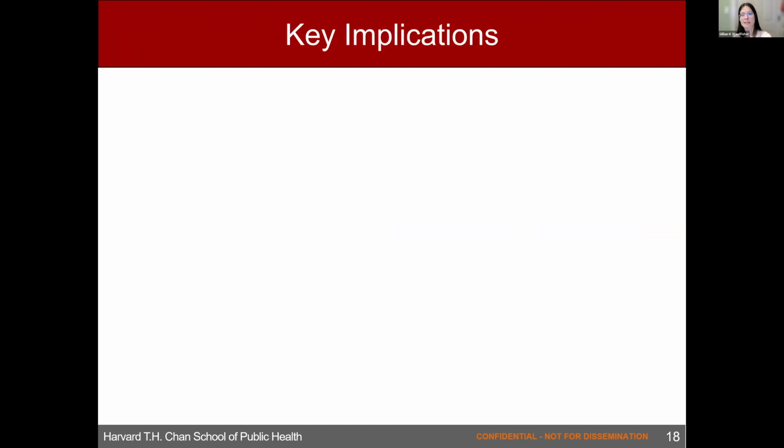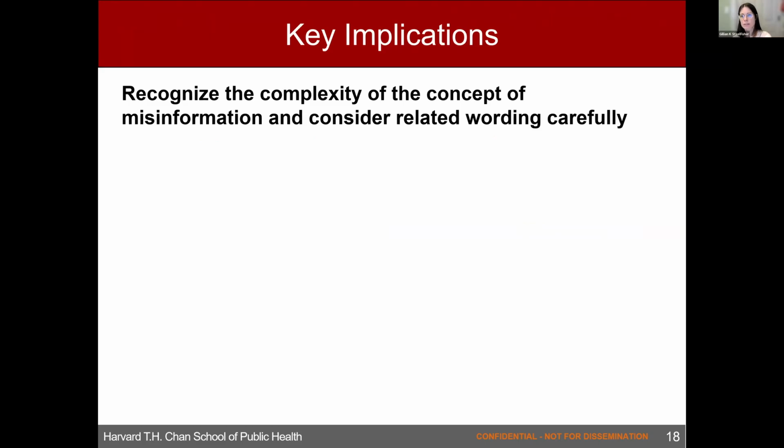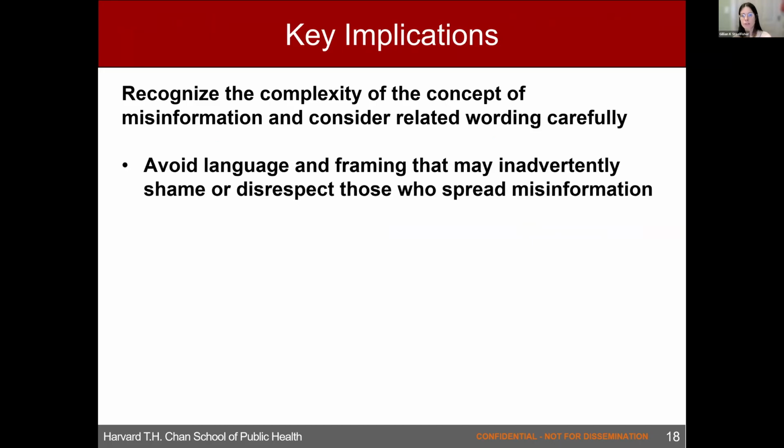Okay, so what do I think this means? I think for practitioners and for those in public health agencies, and hopefully some of you will be in that space as well, recognizing the complexity of the concept of misinformation and how we talk about it is really important. Avoiding language and framing that might inadvertently shame or disrespect someone who spreads misinformation, because again, that might be someone's aunt or sister or themselves. And we want to embrace and come with empathy as we're helping people make decisions that are right for them.